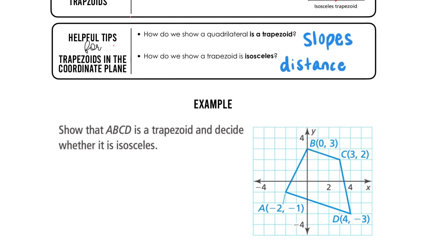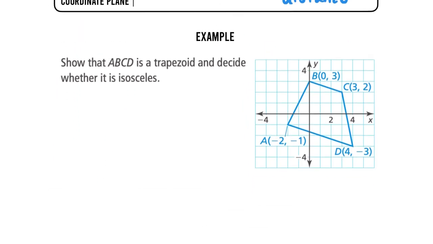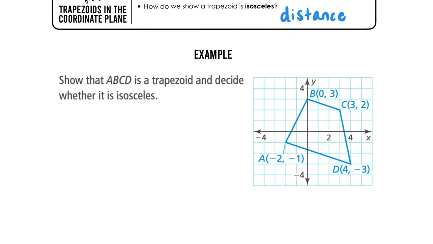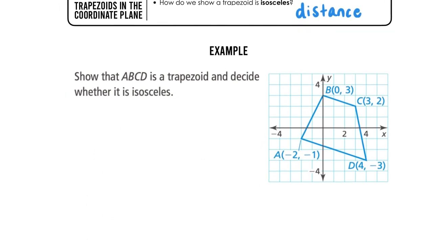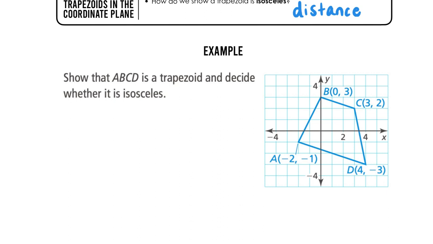So I'm going to go through this next example with you. It says, show that ABCD is a trapezoid. In other words, the definition of a trapezoid is one set of parallel sides. So we want to show that and then decide whether it's isosceles. Just looking at this picture, I think we can tell that if there's a set of parallel sides, it's BC and AD. I think showing those slopes is sufficient. I don't think I need you to show AB and CD, the other two. I just want you to show the ones that look parallel. So find those slopes and verify that they're the same.